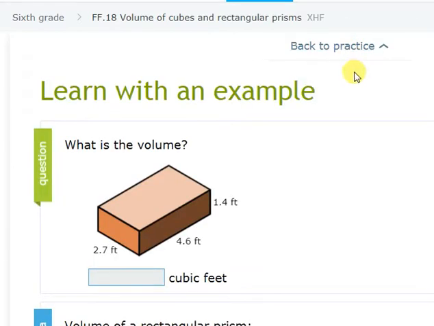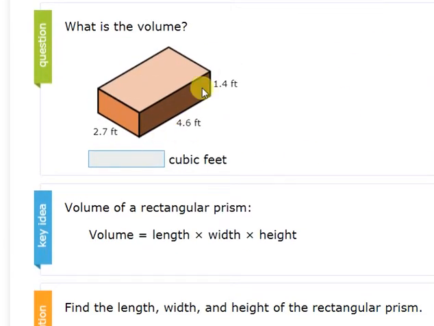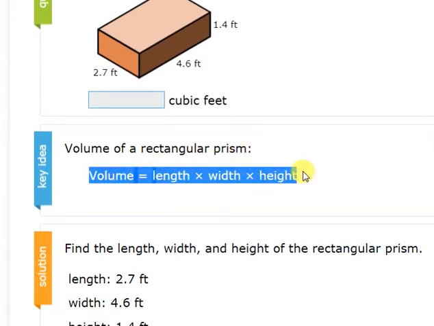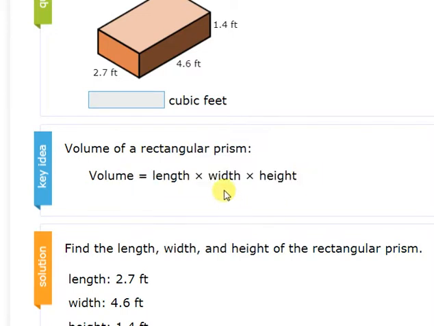Opening the example from here. Okay, here we have a rectangular prism, you can see, and we need to find the volume of it in this example. The key idea is very simple. Here you have a basic formula for finding the volume, which is the product of length, width and height. You need to multiply all of these three dimensions together and you will get the volume of it.